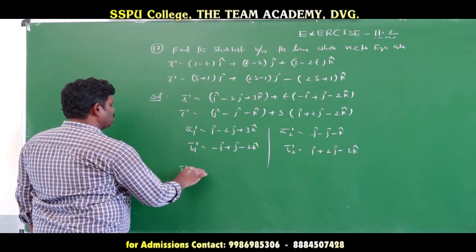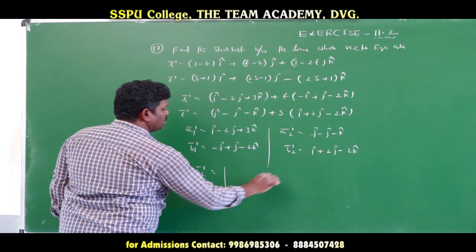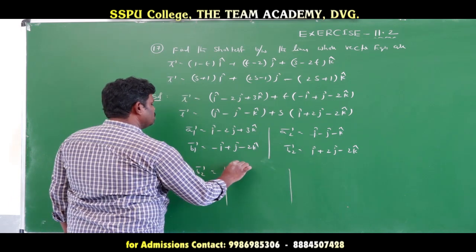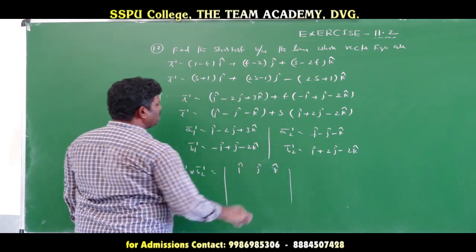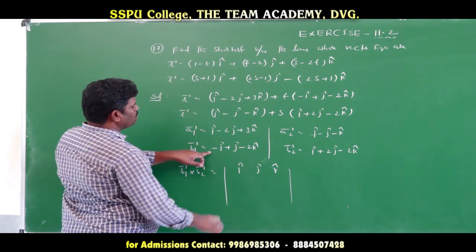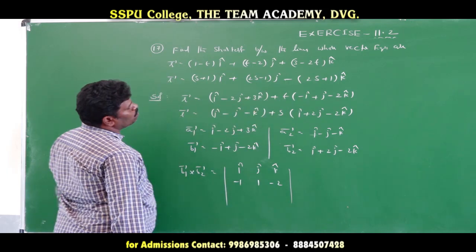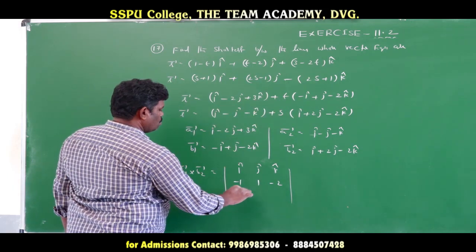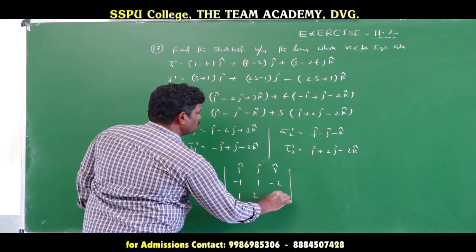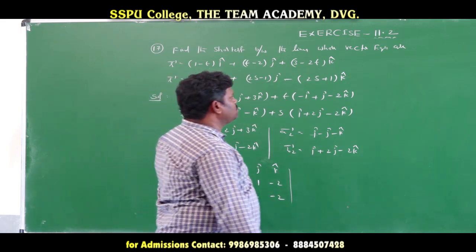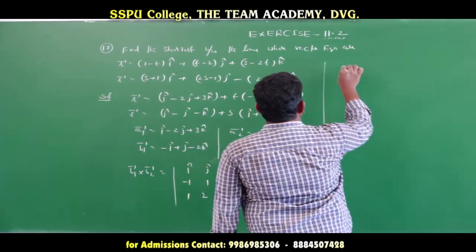b1 bar cross b2 bar is equal to, so then see, i cap, j cap, k cap. So b1 bar means minus 1, 1, minus 2. Correct, then minus 1, 1, minus 2. b2 bar, 1, 2, minus 2. 1, 2, minus 2 value. Now simplifying this value. Then what will we see here?